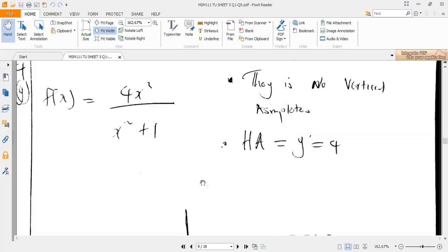But we can find the horizontal asymptote. Since these powers are equal, we have x to the power 2 here and x to the power 2 here, we can divide the coefficients. So we have 4 over 1. So 4 divided by 1 simply gives you 4, which is our horizontal asymptote.